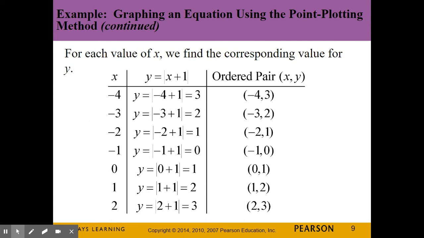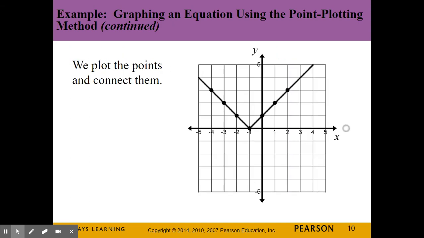We're going to plot those ordered pairs. So each of the ordered pairs from that table are plotted on this graph, and then we just drew the lines through it. And that is the absolute value function.